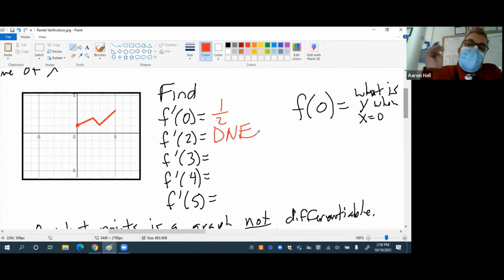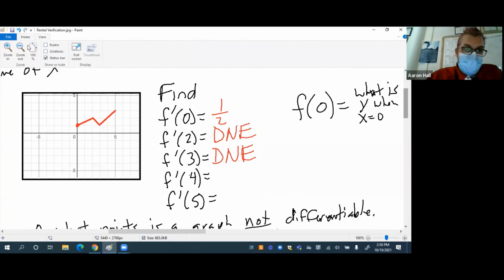Which of the 4 points that are not differentiable is this one? Yeah, it's a corner. Yep, it's a corner. So we say does not exist. What about 4? What is the derivative of our function when x equals 4?